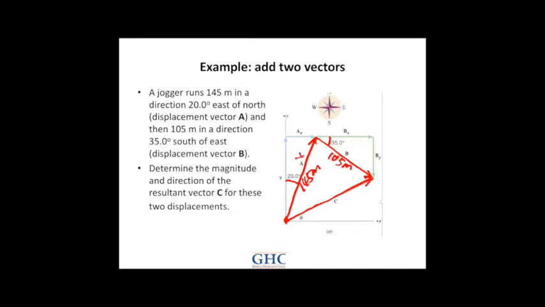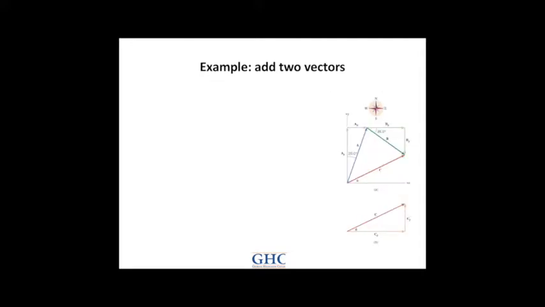So this is our vector A, vector B. We want to find the magnitude and the direction of our vector C. So what we need to do is find the x component of A, x component of B, y component of A, y component of B.